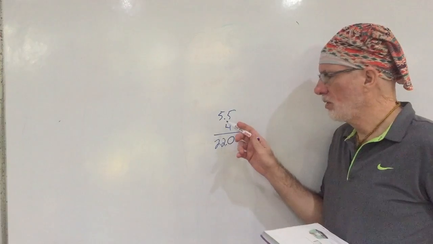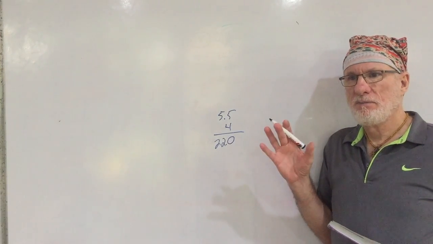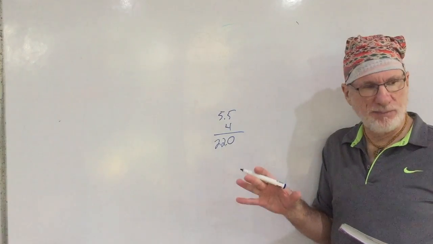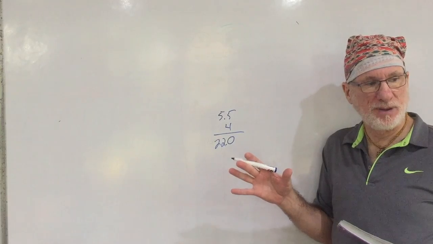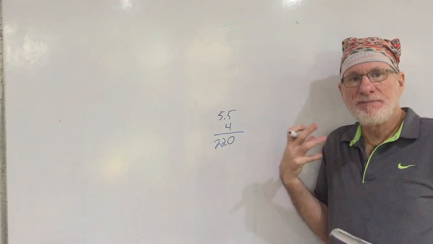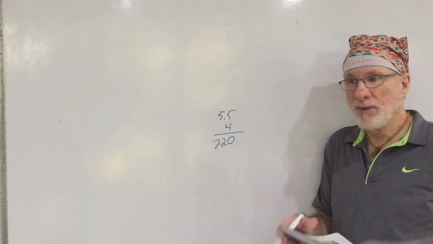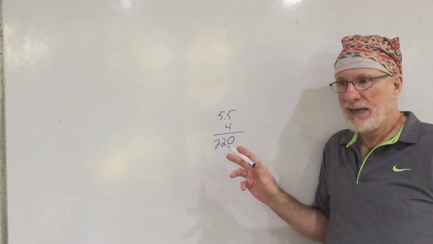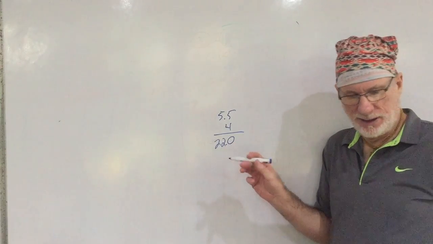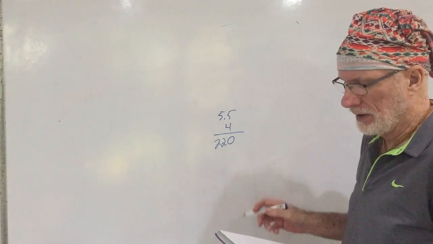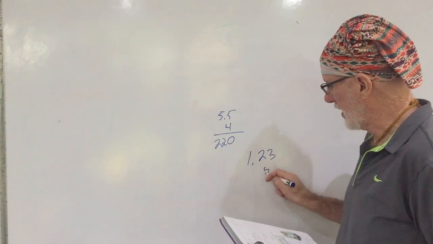Now, is there really very much difference between simply multiplying two whole numbers, or multiplying a whole number and a decimal? Is the multiplication the same? Yeah, the multiplication is exactly the same. It's how you treat the answer afterward that is significant. Let's do another one. Let's say 1.23 times 5.